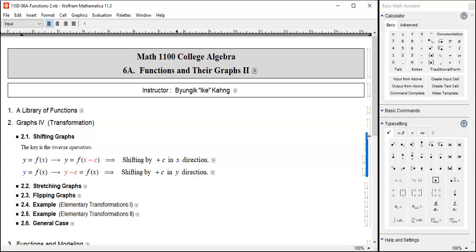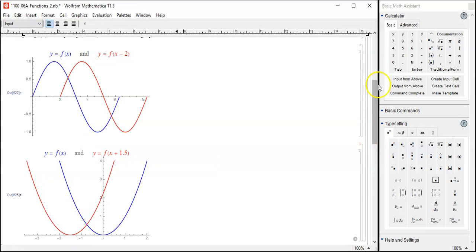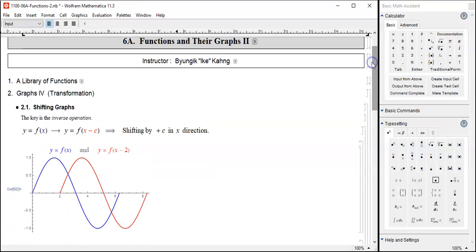The key idea here is the inverse operation. Let's begin with an example. Here we go. Let's look at the first example. We begin with the original blue graph, y equals f of x, and then I'm going to shift this blue graph to the right by 2 units. Or equivalently, I'm going to shift this blue graph by plus 2 units in the x direction. So plus 2 units in the x direction.